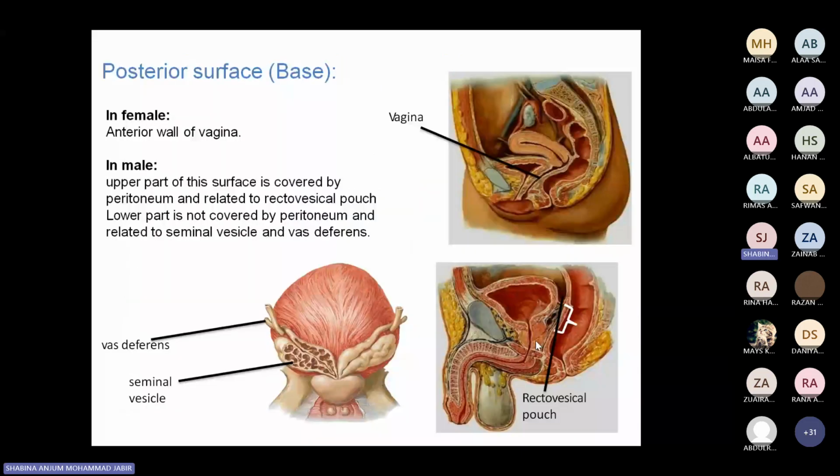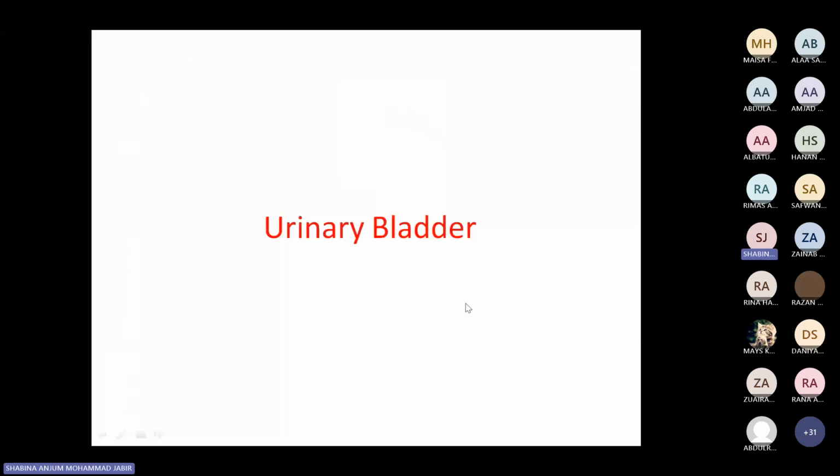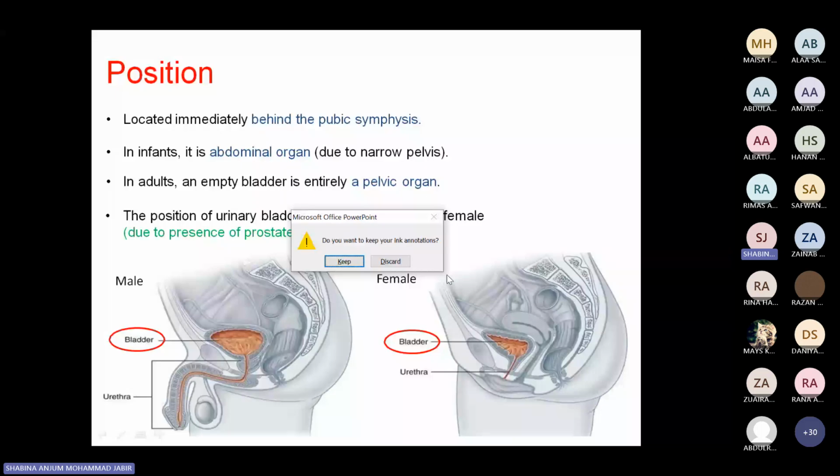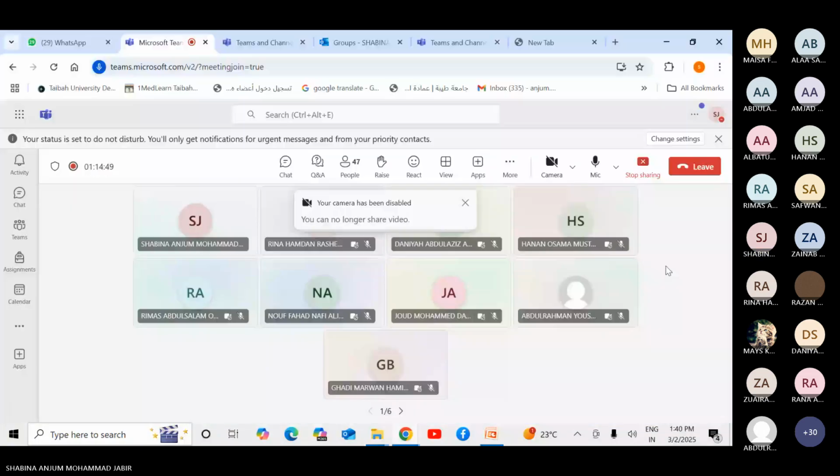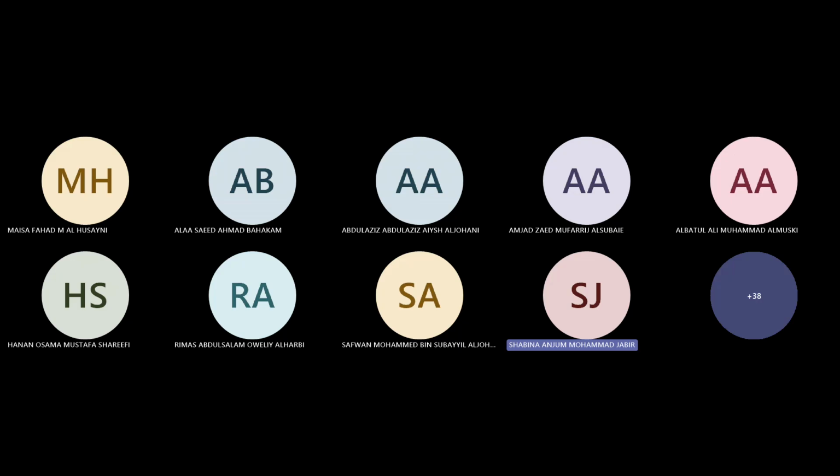I believe, inshallah, you understood everything. Did you understand everything, or 50-50? No, doctor, it's clear. Okay, thank you so much. Inshallah, see you in Mashra. We will have the embryology lecture tomorrow, inshallah. Okay, thank you so much. Good luck.